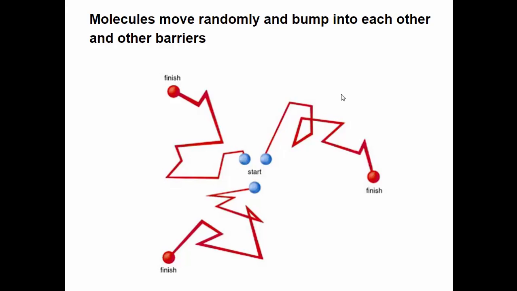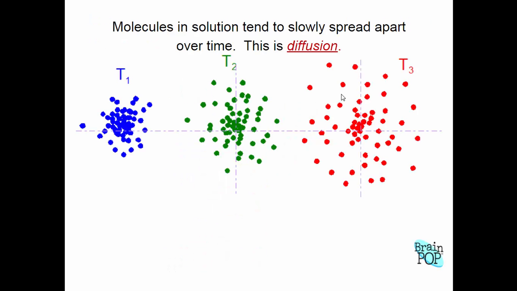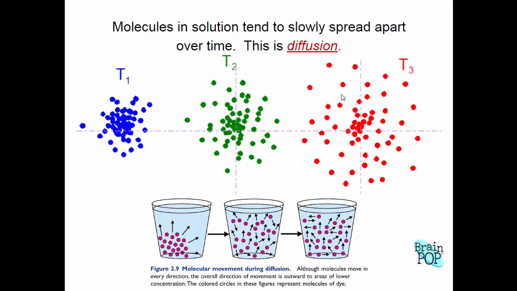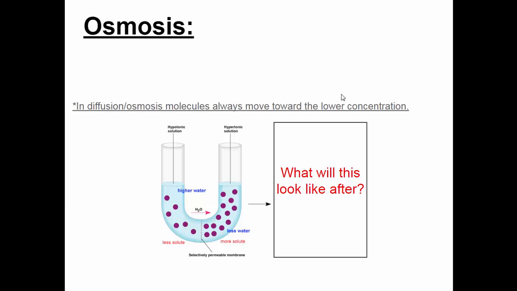So molecules are always moving, and sometimes they randomly bump into each other, and that causes them to gradually spread out. That process is diffusion. Here we have a high concentration of molecules, and as time goes on, they spread out. What is T1, T2? That's just time, 1 and 2.